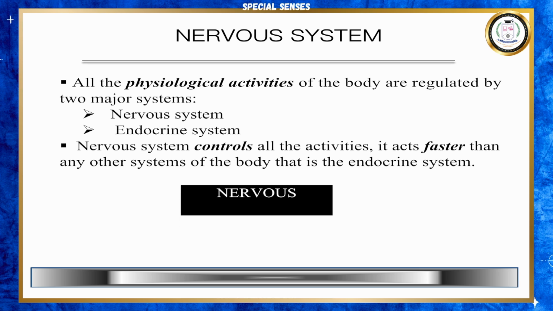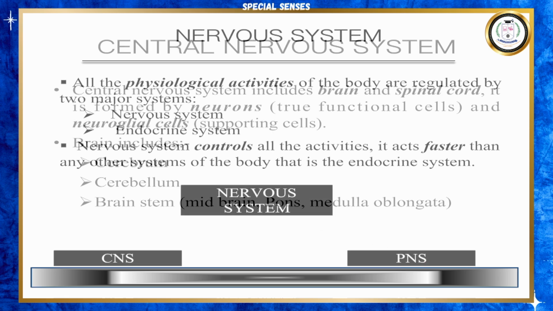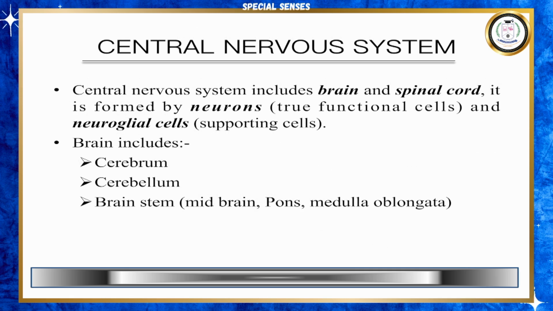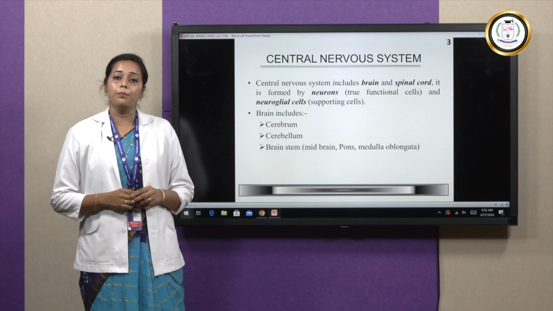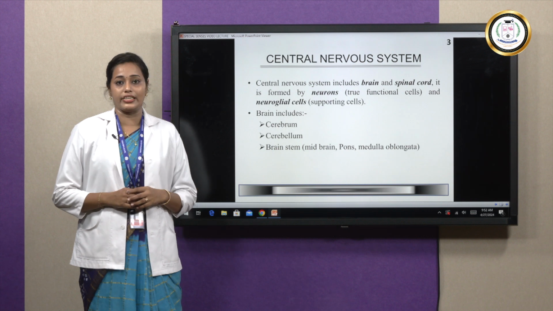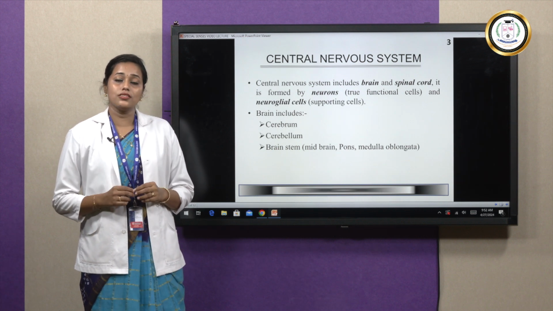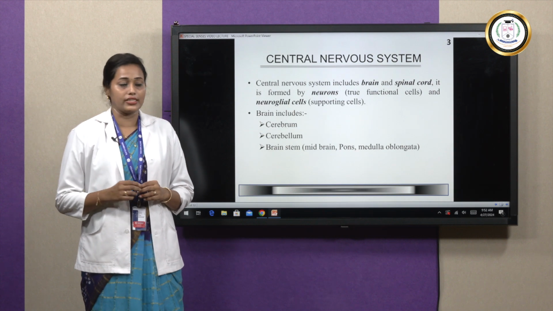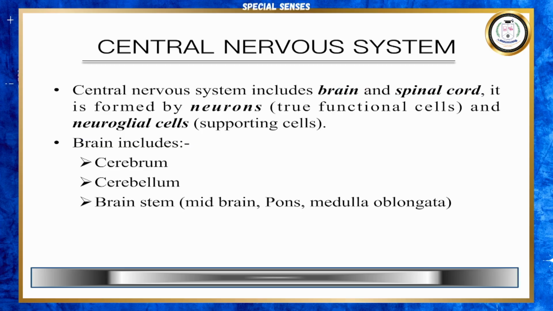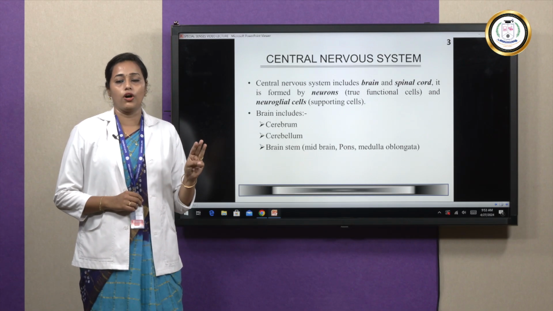The nervous system is mainly classified into two: the central nervous system and the peripheral nervous system. Let's talk about the central nervous system. It includes the brain and spinal cord, and it is formed by neurons and also neuroglial cells, whereas the neurons are the true functional cells, and the neuroglial cells are called supporting cells. The brain includes the cerebrum, cerebellum and brainstem, whereas the brainstem involves the midbrain, pons and medulla oblongata.